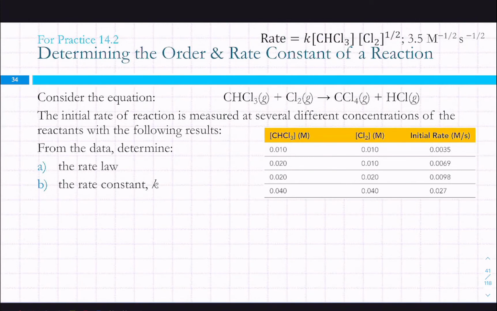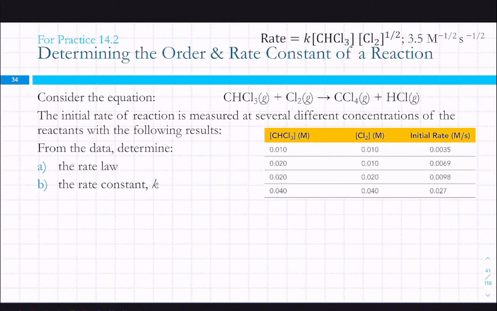So the initial rate, this reaction was measured at several different concentrations with both reactants with the following results. From the data we're going to determine the rate law and the rate constant. So how would we start this problem? I would try out which one changes versus which one stays the same, and then figure out the order with respect to that one.